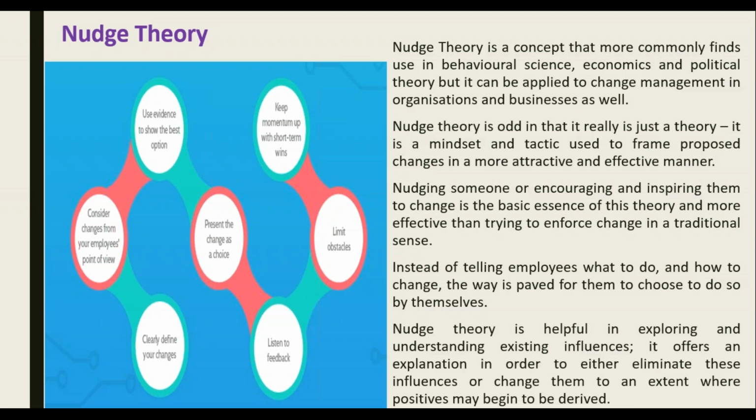Nudge theory is not only helpful in understanding existing influences, but also in explaining them in order to either eliminate them or change them to the extent where positives may begin to be derived. Some of the core aspects of nudges are: indirect, subtle, open-ended, educational, backed up with evidence, optional, and open to discussion. However, just as for a set method, the theory is a little vague, since it appears to be more of a tool to use with another, more structured change model.